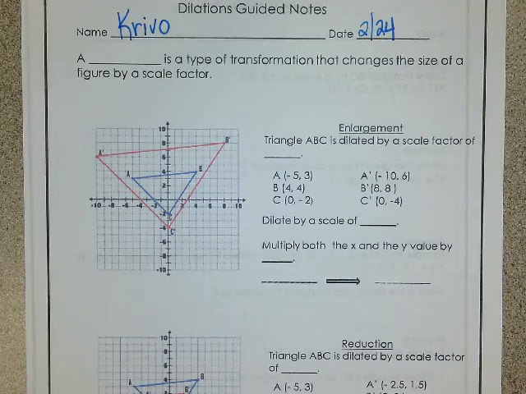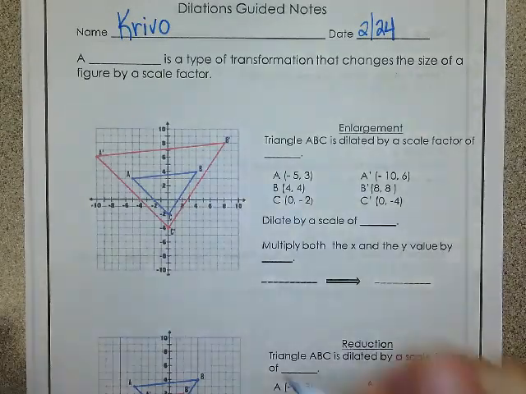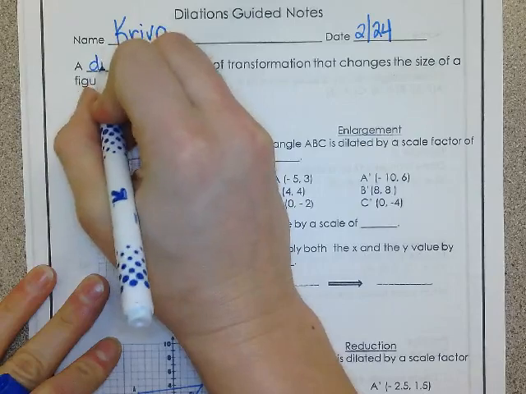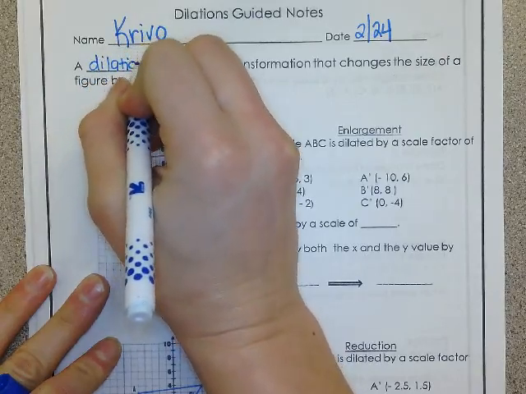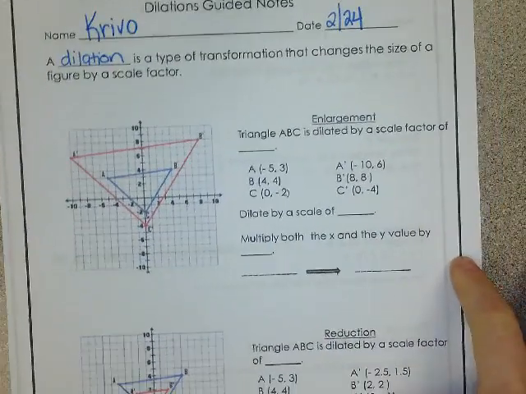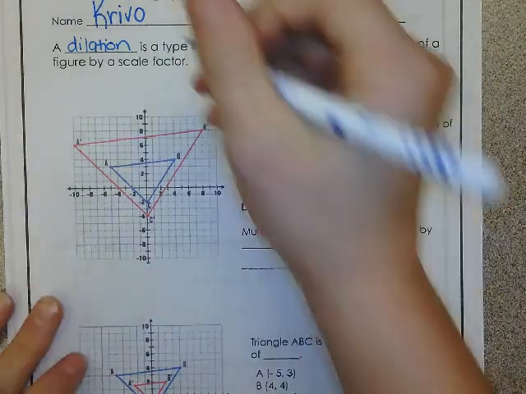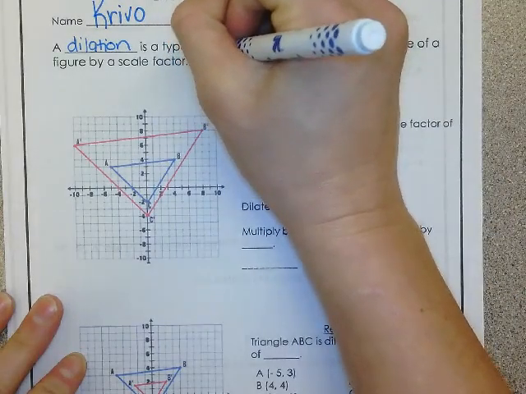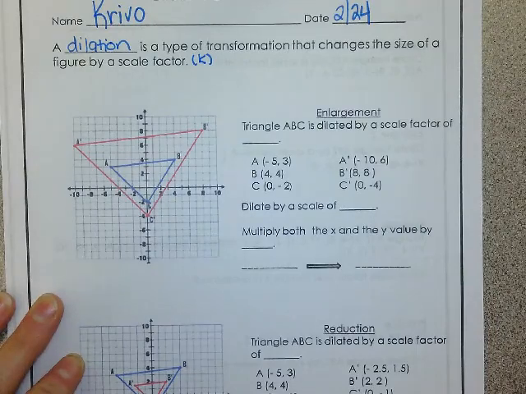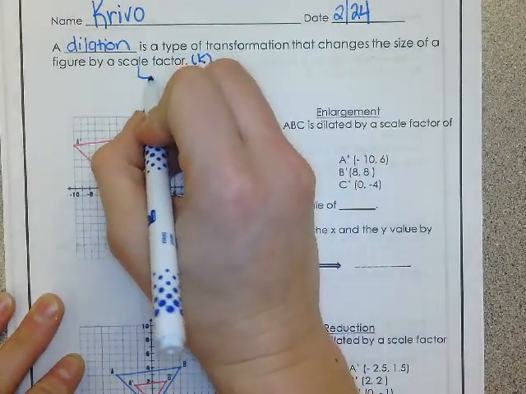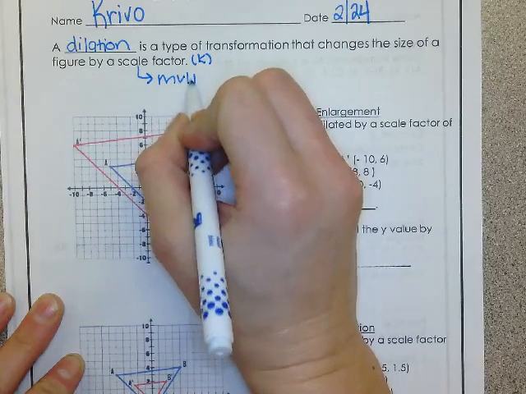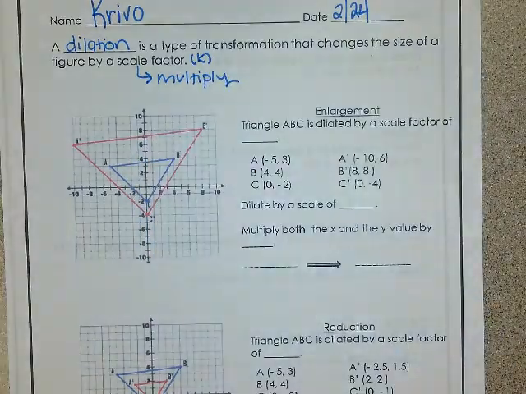Okay. So, a dilation is a type of transformation that changes the size of a figure by a scale factor. Alright, so a scale factor, we call it K. And scale factor, all you have to do is multiply. So if it says a scale factor of 2, you just multiply everything by 2.